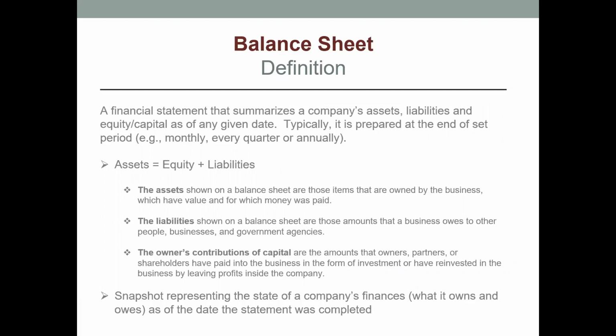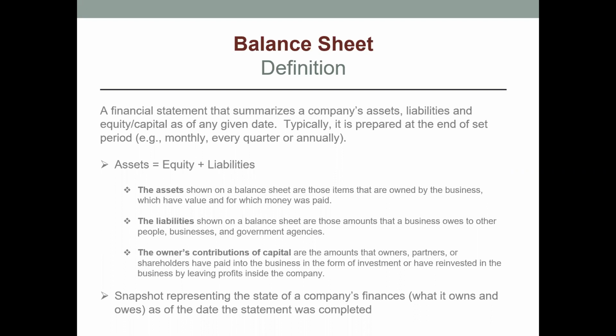Typically, it is prepared at the end of a set period: monthly, quarterly, or annually. A balance sheet is assets equal to equity plus liabilities. The assets shown on a balance sheet are those items that are owned by the business, which have value and for which money was paid.